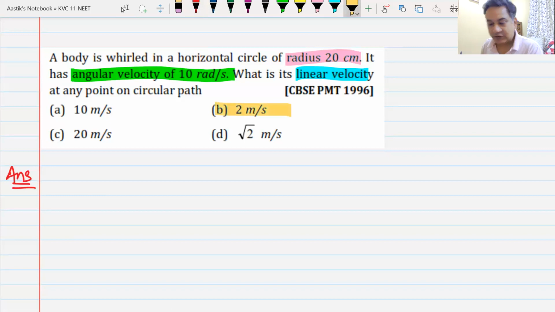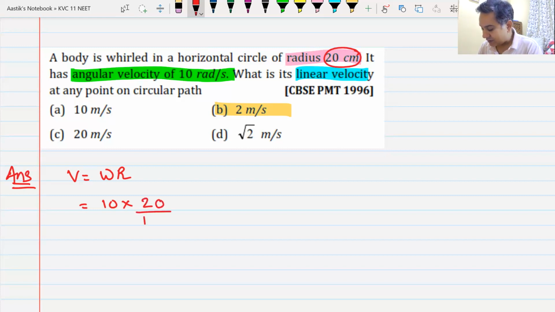I don't know why everyone is so confused. You just have to find out the linear velocity. So you multiply omega with r. Omega is your angular velocity, given as 10 radians per second, multiplied by the radius of the circle, given as 20 centimeters. You convert it into meters: 20 divided by 100. And you get the answer as 2 meters per second. That is the answer that we were looking at. Is it so difficult to answer?